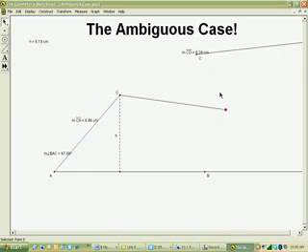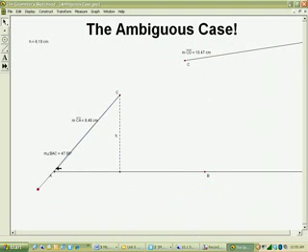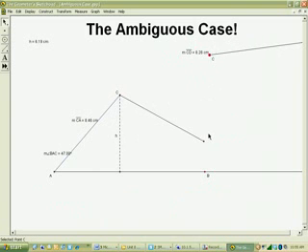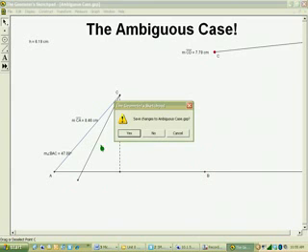Let's make the side opposite the given angle bigger. We'll make it bigger than the other given side. See, it's bigger than the other given side. Do you believe me? And how many triangles do you get? One. So we get no triangles, one triangle, or two triangles. When does this occur? When this side is bigger than, and shorter than, that. And that's the ambiguous case.